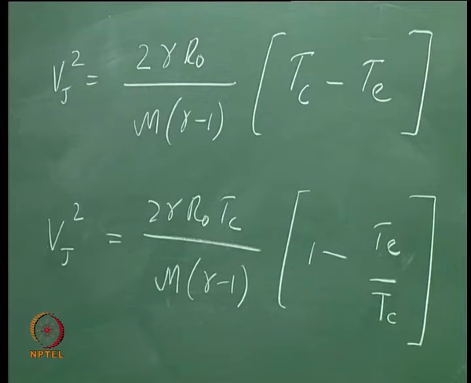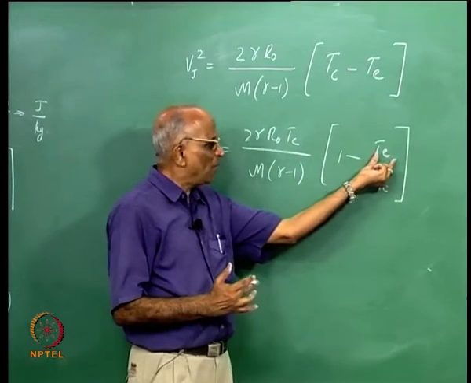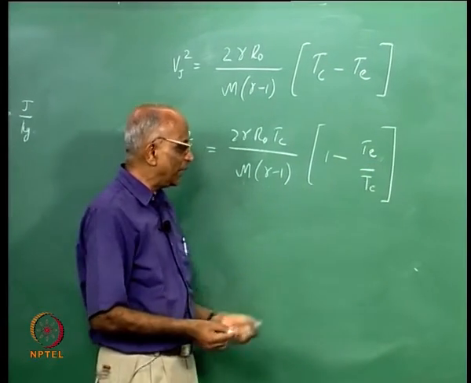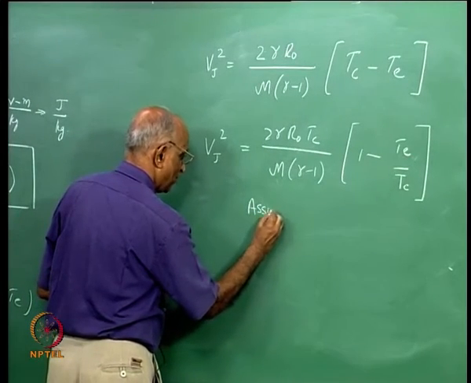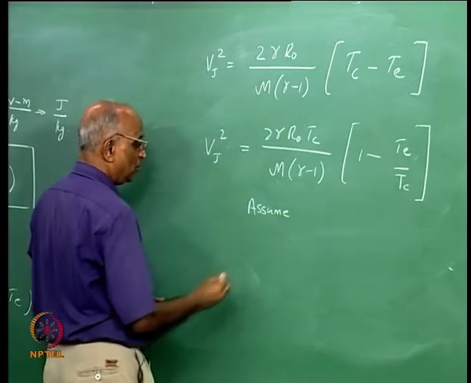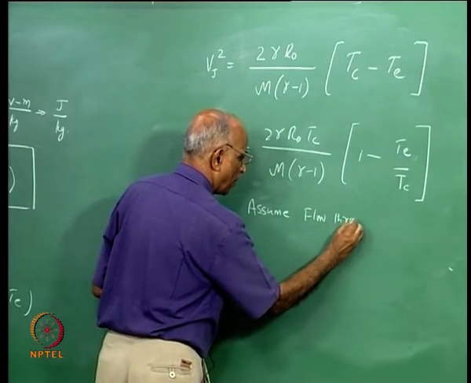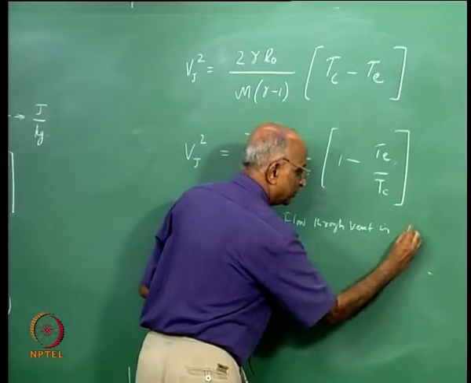A time has come to make a little more assumptions on the motion of the gas, because the temperature of the gas in that particular balloon or container can be known, but I do not know the exit temperature. I know the exit pressure, so I would like to convert it. Therefore, let us assume the next assumption: the flow through the vent or the hole is adiabatic.